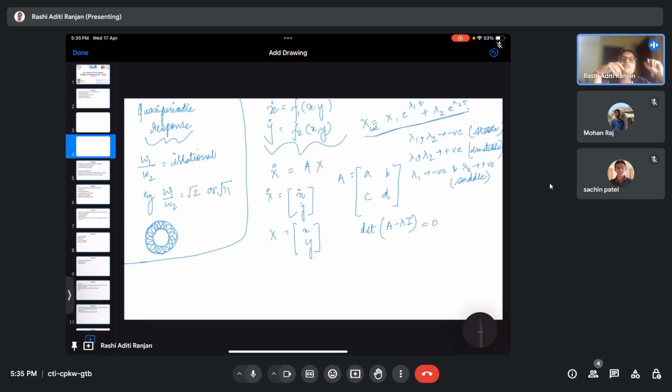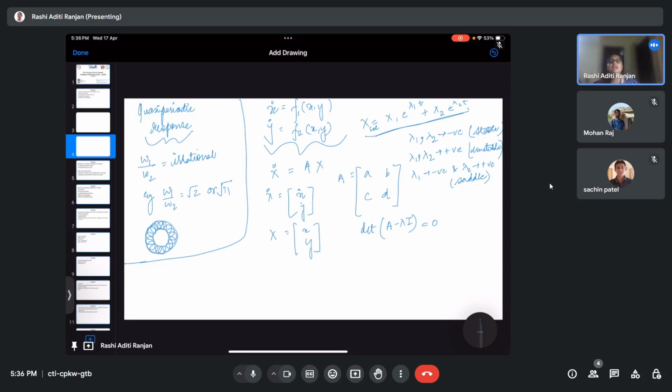Also, from this equation you can see that if your lambda 1 is going to be positive and the other, lambda 2, is going to be negative, then as time goes to infinity, one value is going to come to 0, but the second one is going to go to infinity. Correct? So that was the case of your saddle.